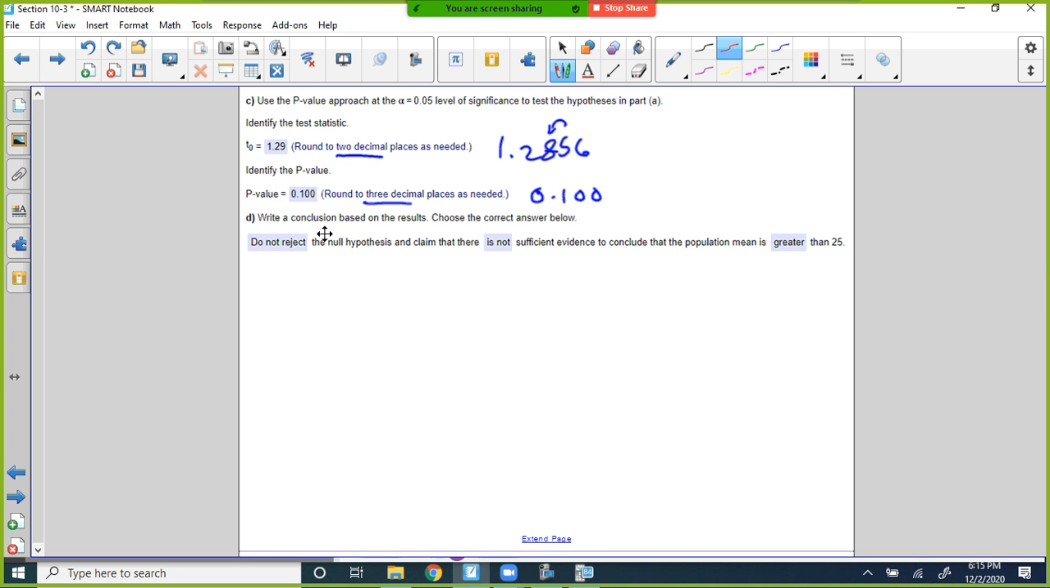And then it says, or write it based on, so we do not reject because there's not sufficient evidence that the mean is greater than 25. Okay, that's our claim. Well, I shouldn't say our claim. We're stating our result of the claim. Okay, it's our statement. Any questions about that?